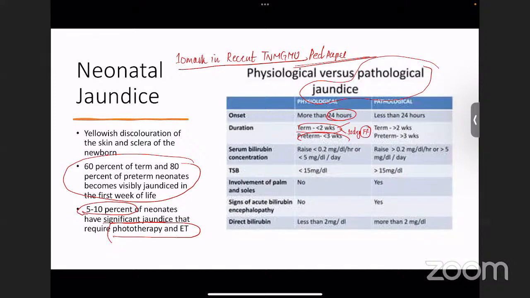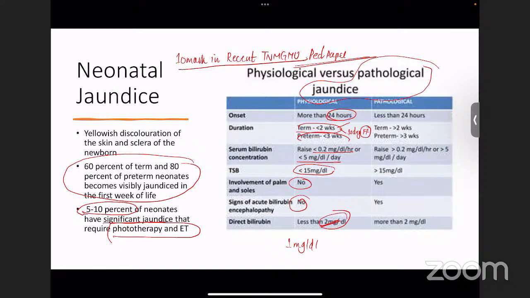Serum bilirubin rise is less than 0.2 mg per deciliter per hour, or less than 5 mg per deciliter per day. The TSB at any time is less than 15, involvement of palms and soles is no, and signs of acute bilirubin encephalopathy are no. Direct bilirubin is less than 1. Please note it down, the slide is wrong, it is less than 1.